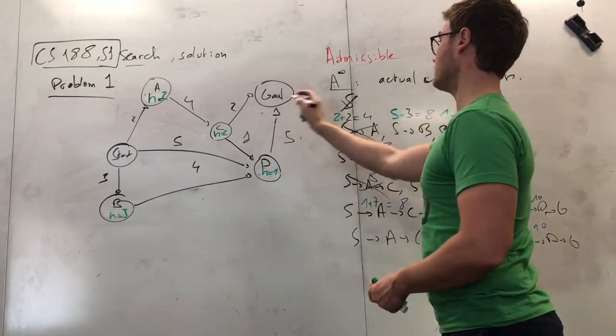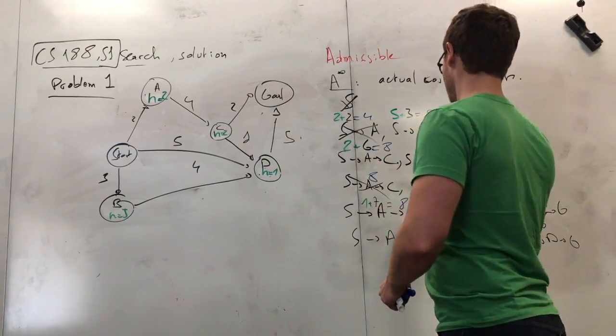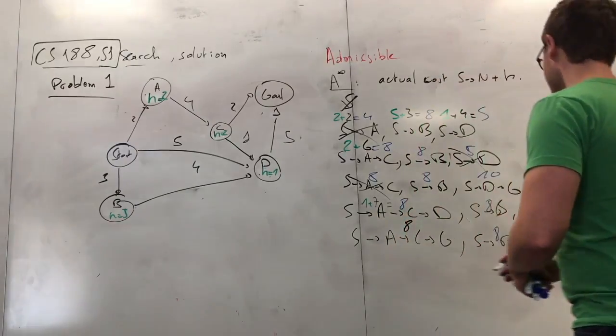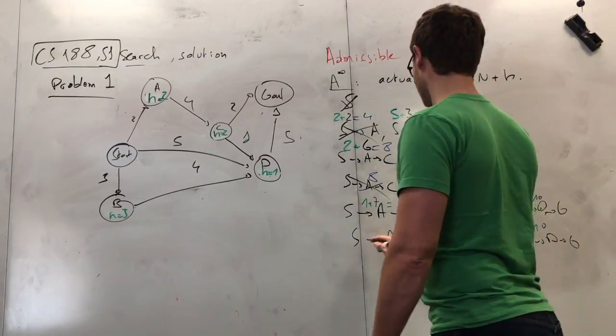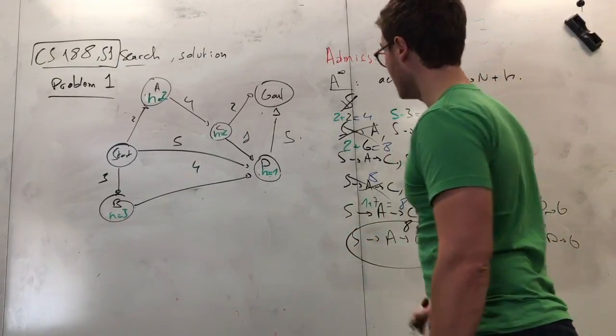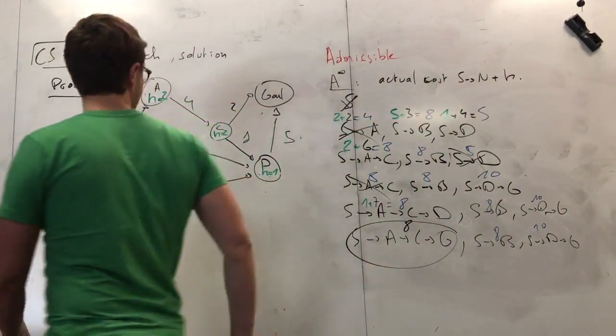Sorry, C to G. 8. And this time it's an observed cost. We reselect for expansion. We break the tie by selecting the one on the left. And we expand from the goal. This means that we found an optimal path.